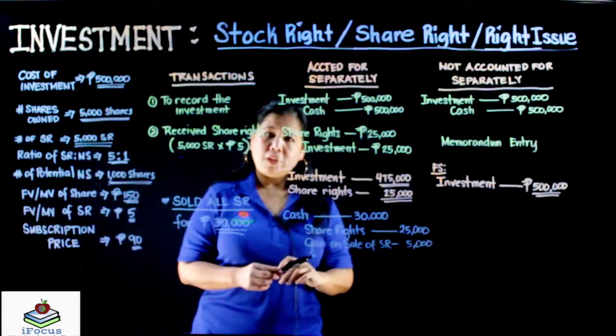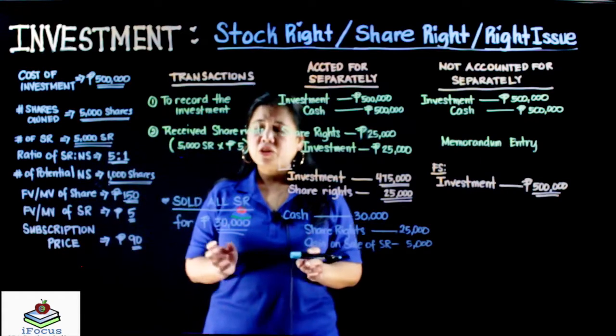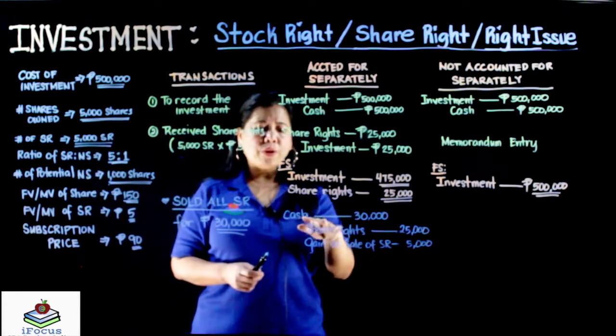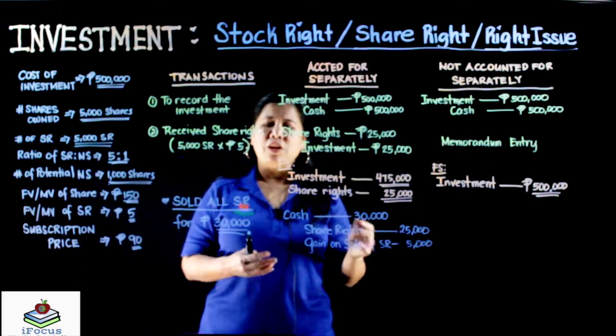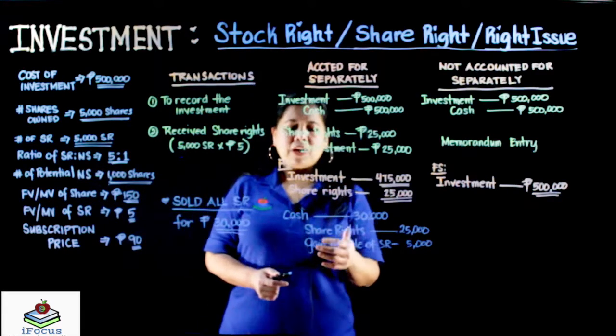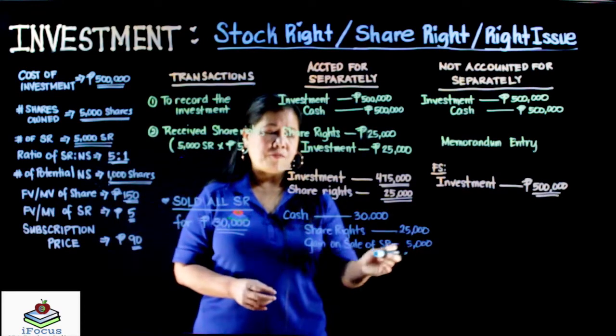Alright, so ito ang magiging entry natin nung ibinenta ni A&D Company ang kanyang share rights. So we debit our cash of 30,000, we credit our share rights, i-zero out na natin ang ating share rights kasi ibinenta na nga po natin siya. Then we will have a gain on sale of stock rights or share rights na 5,000.